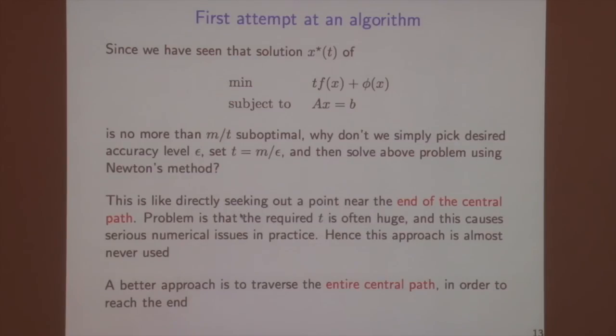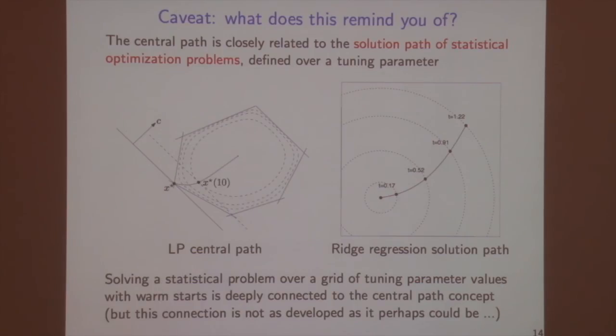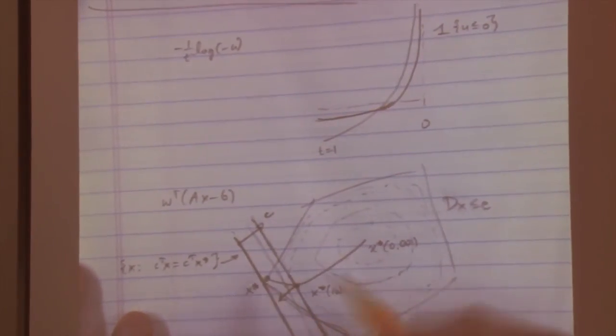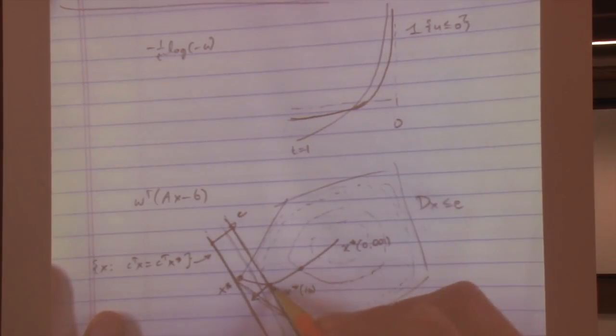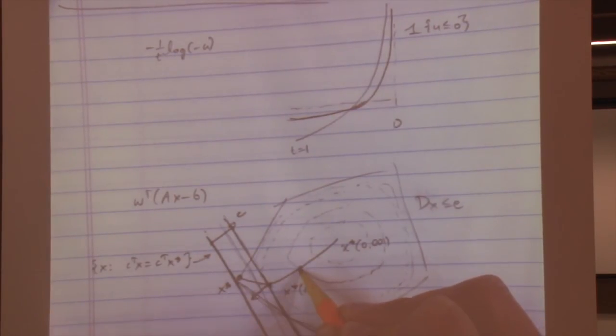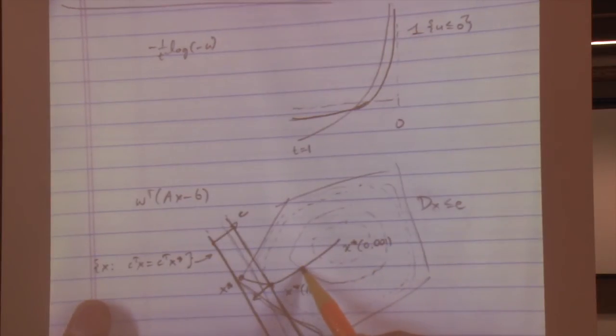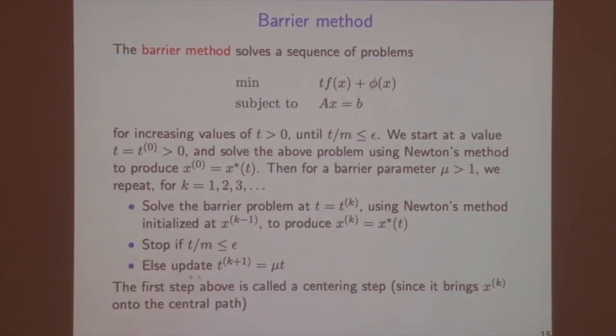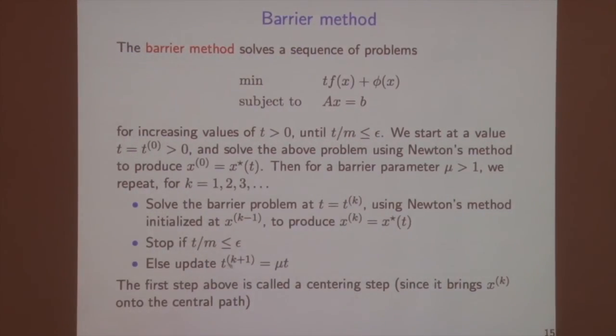So according to the picture I drew, as we increase the barrier parameter, you can think of this as pushing us farther and farther out along these contours. Each time we solve one problem, say this problem when t is 10, we initialize that at the solution that we saw at the previous value of t. And t is being multiplied by mu each time along the central path. So that's the algorithm. We stop when t over m is less than or equal to epsilon, and if not, then we update t by multiplying it by mu.